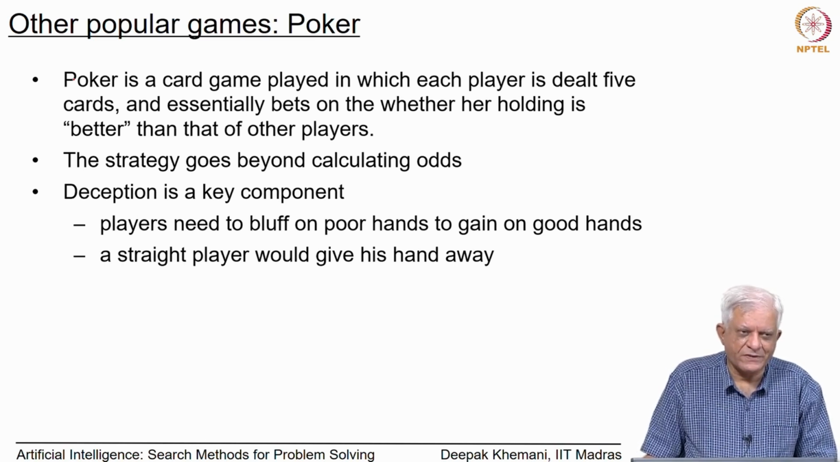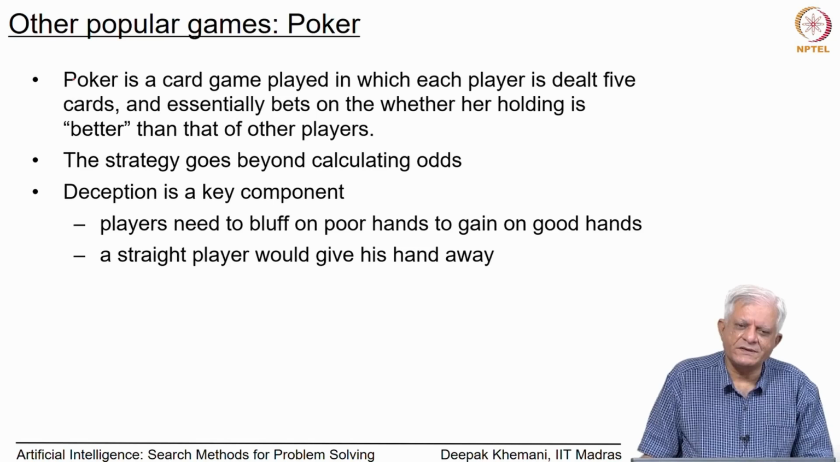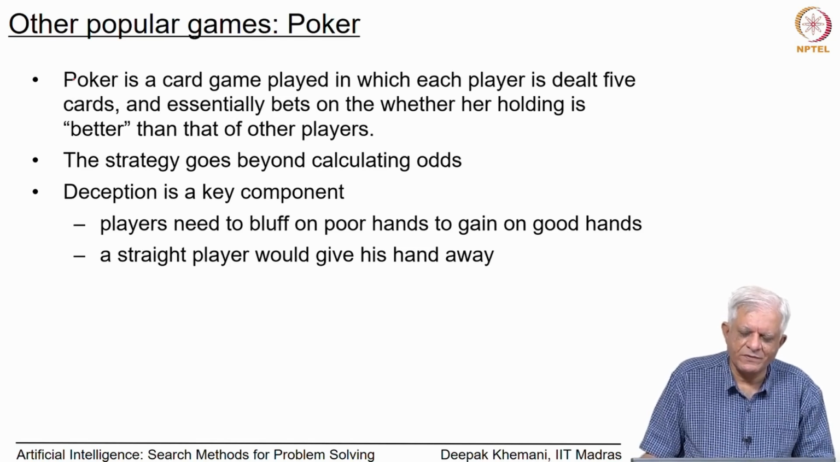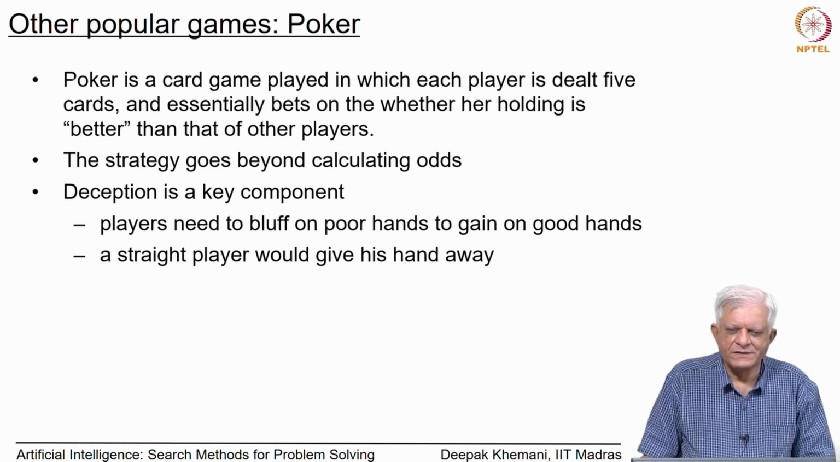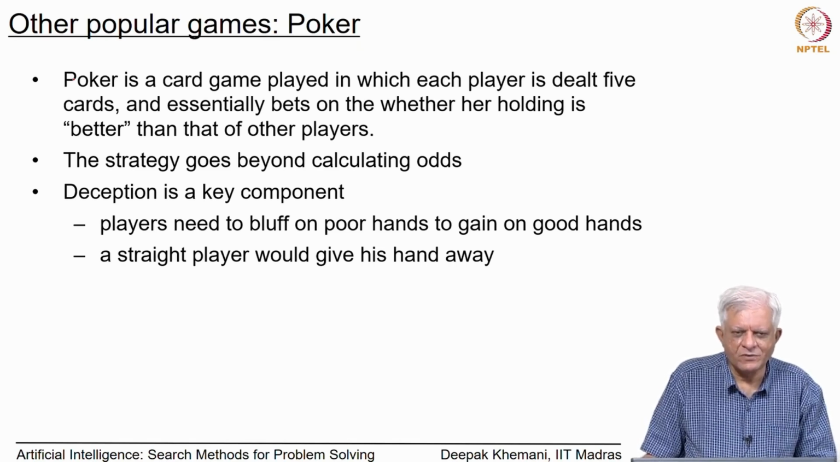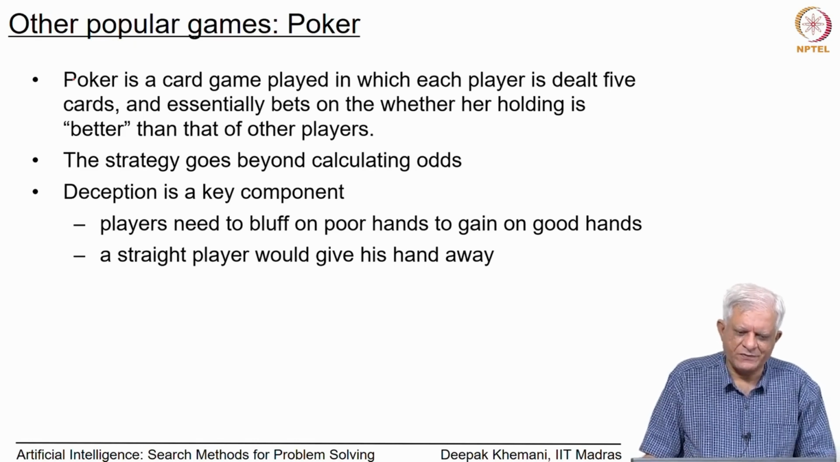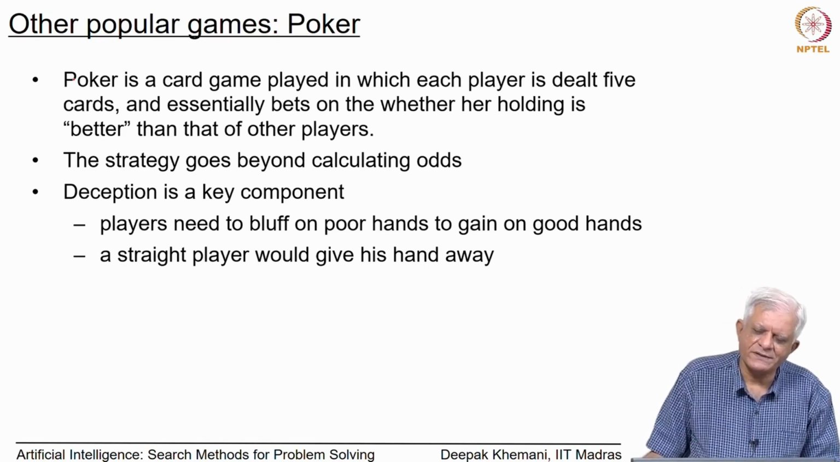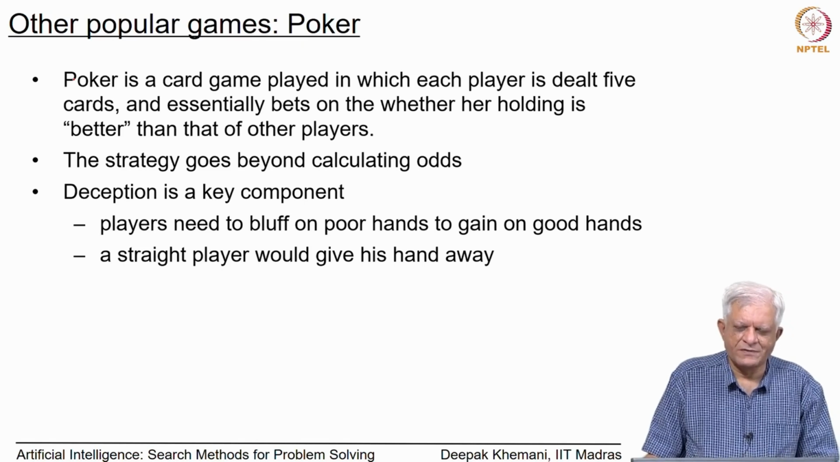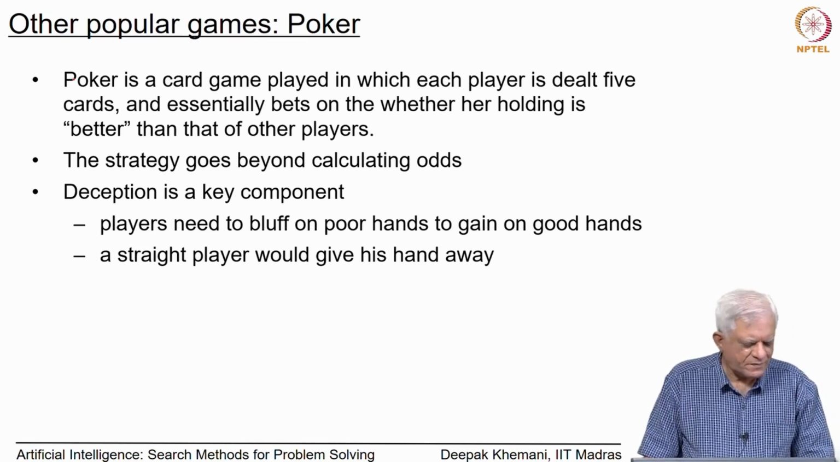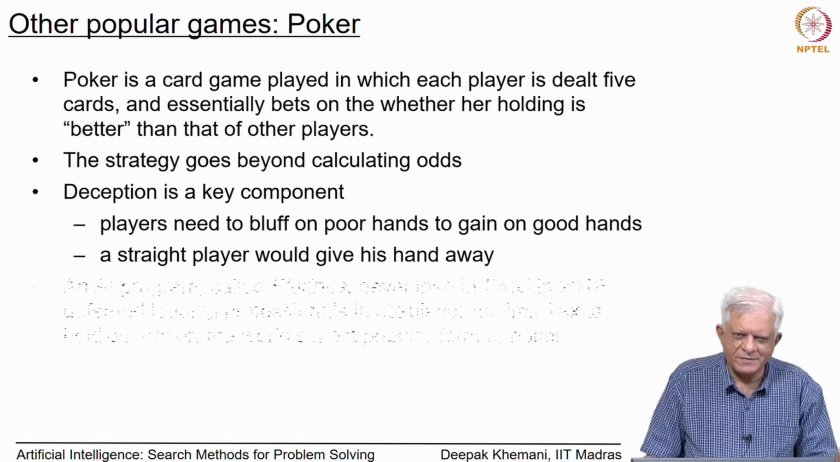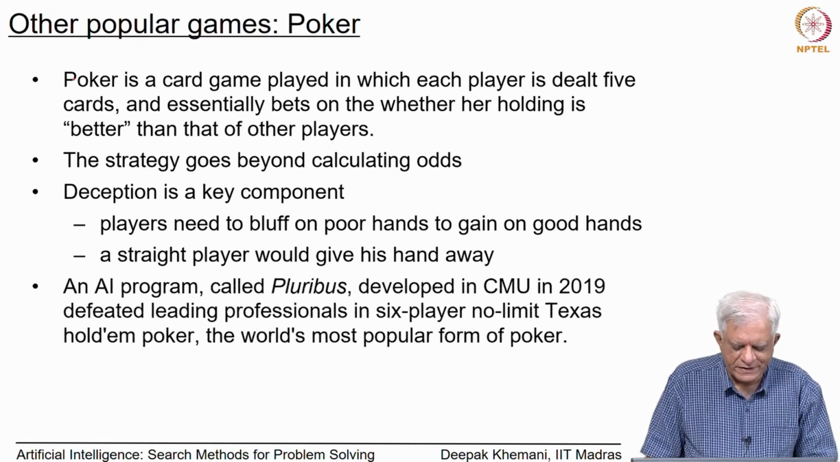The players need to bluff on poor hands, because if you just bet the value of your cards, which means if you have very good cards and you keep betting, then if you stop betting, people would know that you do not have good cards, or if you keep betting, they would know that you have good cards, and they would take appropriate action. So a key component of poker is to deceive or bluff opponents and to be able to read other people's deception, because a straight player would simply give his hand away and would not really gain.